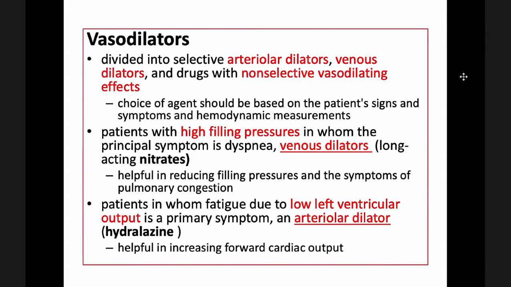Vasodilators are divided into your selective arteriolar dilators and venous dilators, and drugs with non-selective vasodilating effects. So the choice of agent should be based on the patient's signs and symptoms and hemodynamic measurements. So patients with high filling pressure in whom the principal symptom is dyspnea would benefit from your venous dilators, so your long-acting nitrates. They will reduce your filling pressure and the symptoms of pulmonary congestion. Now, in patients in whom fatigue due to low left ventricular output is the primary symptom, they will benefit more from your arteriolar dilator, like your hydralazine.